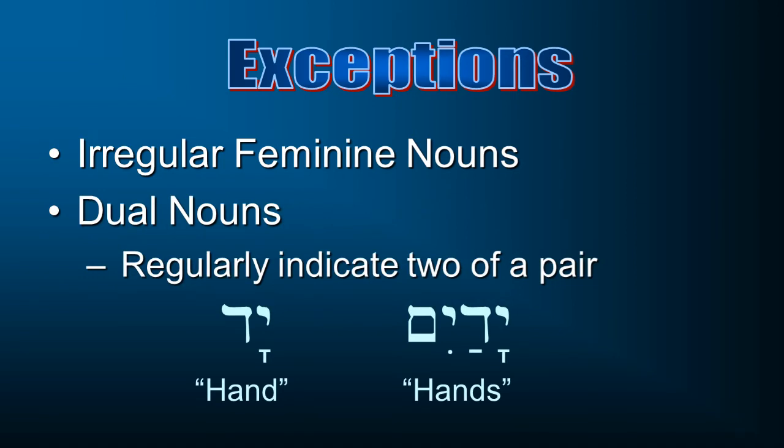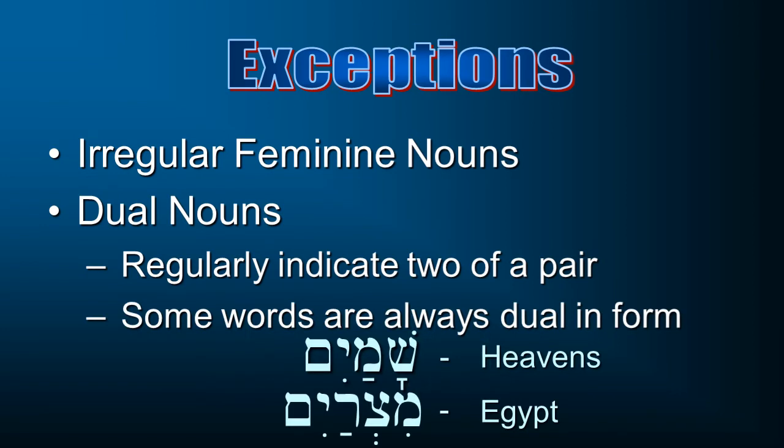Now, we also have, as I said, dual nouns, which regularly indicate two of a pair. You have two hands, so yad is the word for hand, and then yadayim is the word for hands. Notice that's dual. That's not plural. I don't have three hands. I have only two. Think of it as a pair of anything. Some words are always dual in form. You don't actually find them in the singular.